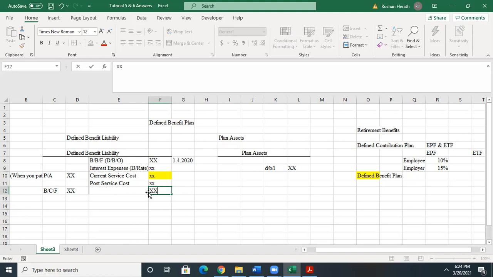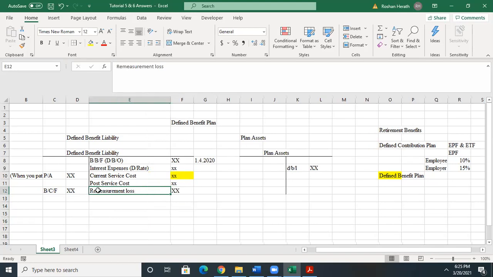So let me assume a remeasurement loss scenario. Let's say there is a remeasurement loss. You credit the defined benefit liability and debit OCI. So the remeasurement loss should go to the OCI.